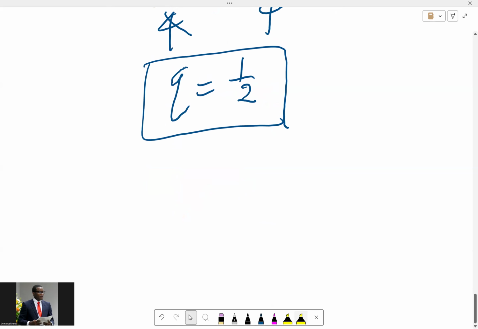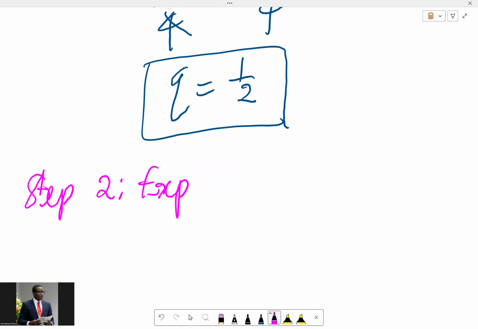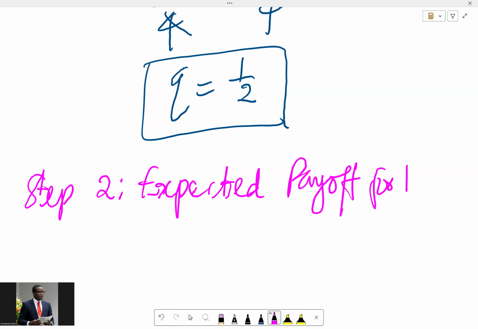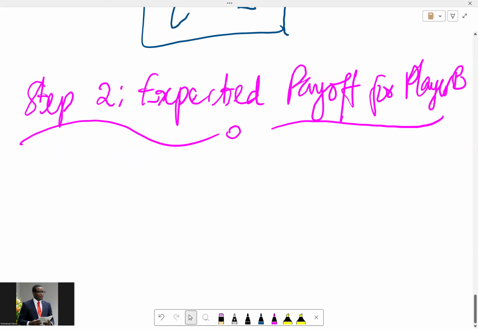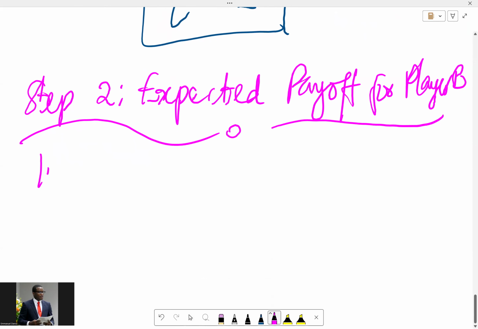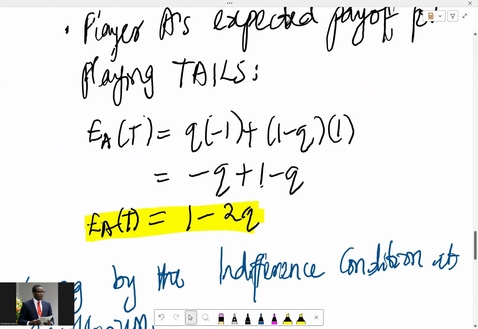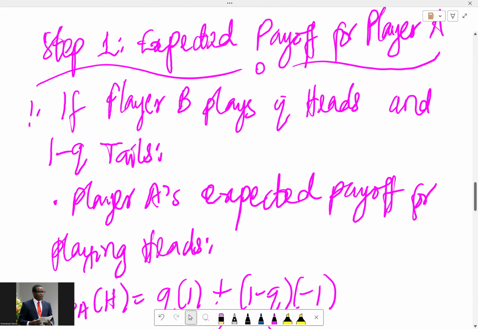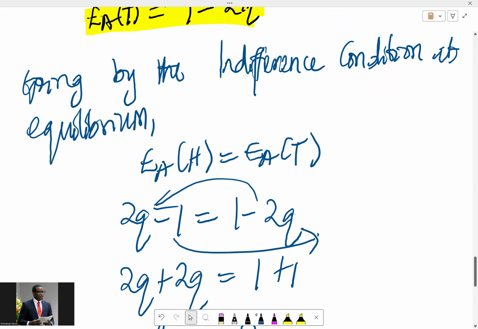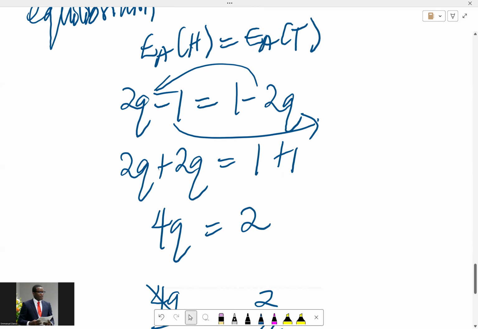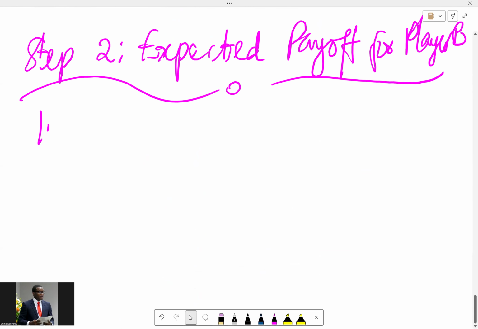So let's go for step 2. Step 2 now, exactly the same thing is going to happen. So we have expected payoff for player B. Expected payoff for player B. Exactly the same thing is going to happen. So here, okay, we did point 1 here. This should actually be point 2. This condition now is point 2, where we invoke the indifference condition.